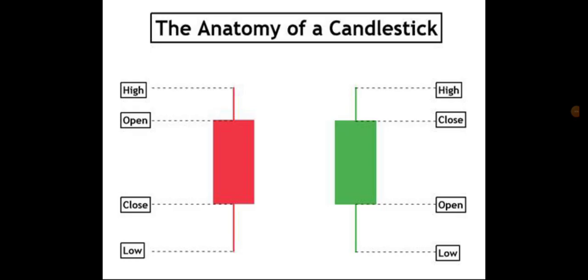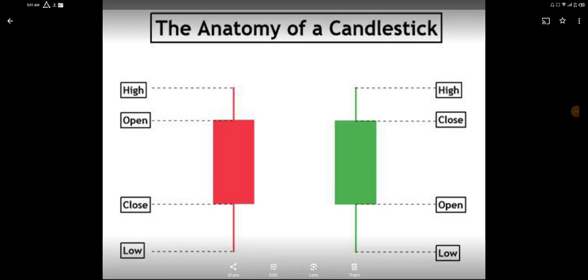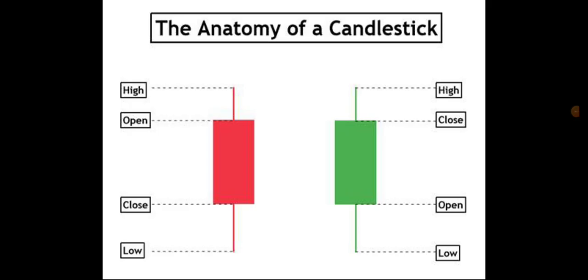So the green one simply means the market is moving up. Take note of that. The green one simply means the market is moving up, right? And the red one simply means the market is moving down. You understand? So that's just simply what it means. It means the green one is showing that this market is heading up and you are going to make profit from the upward movement, right? Now, the red one simply means the market is heading down.